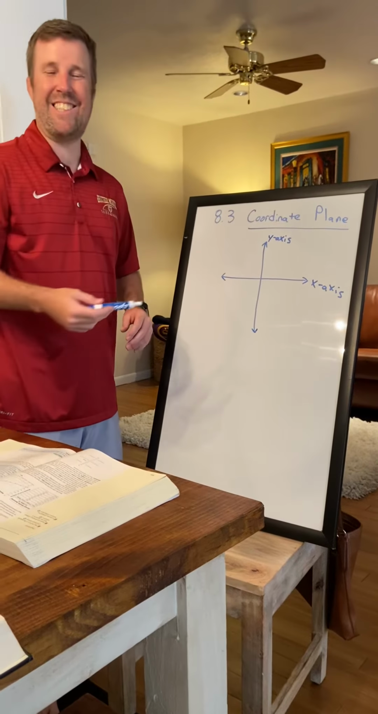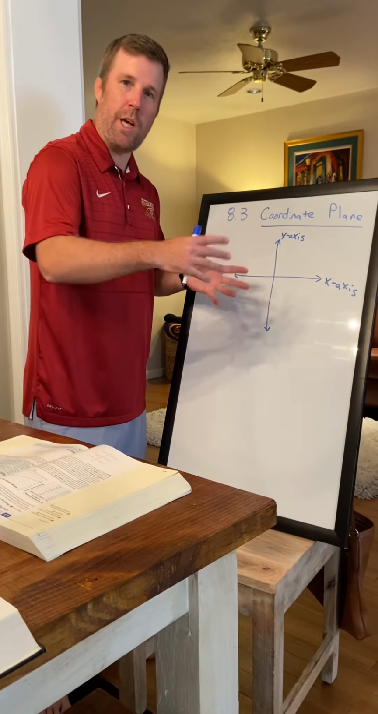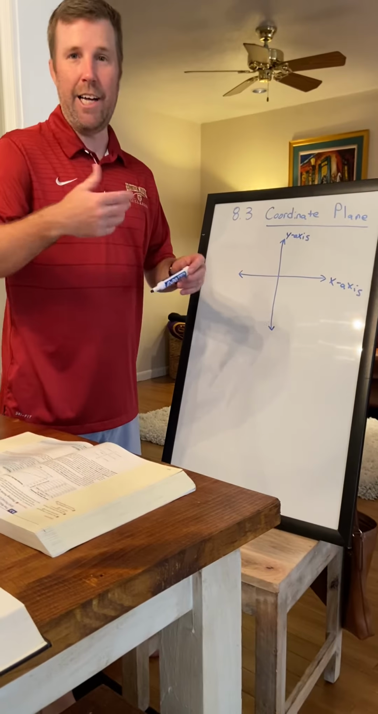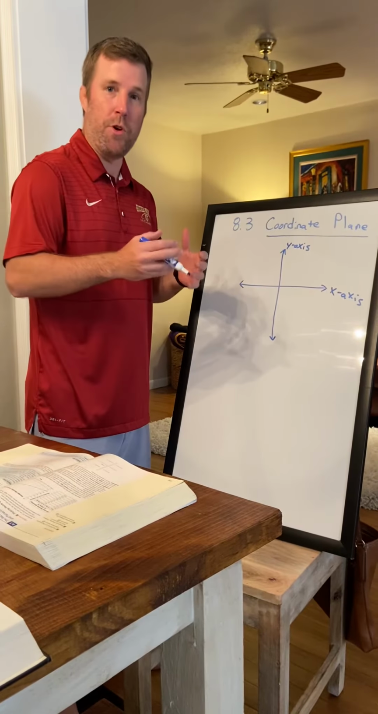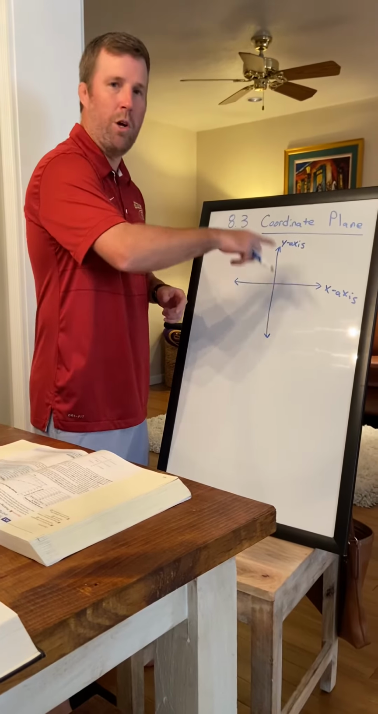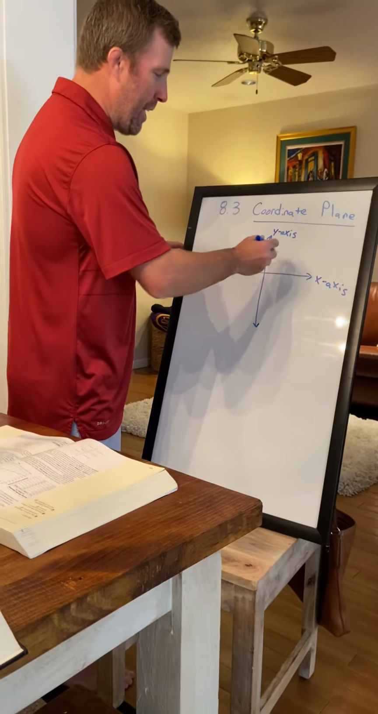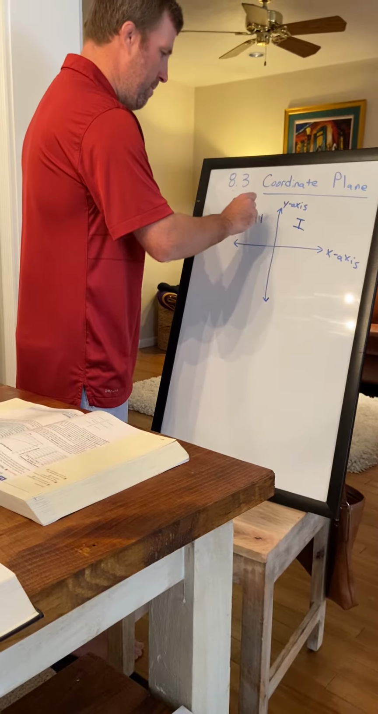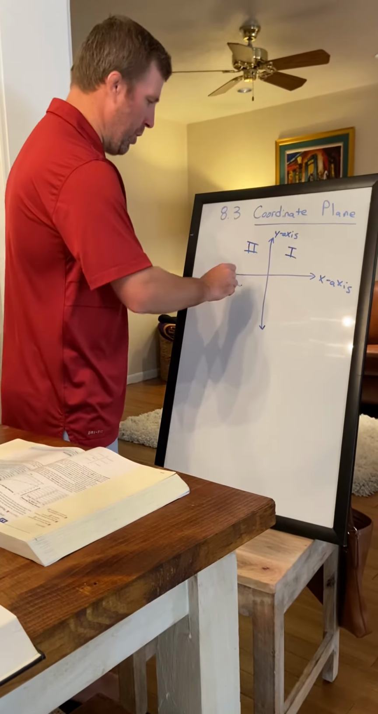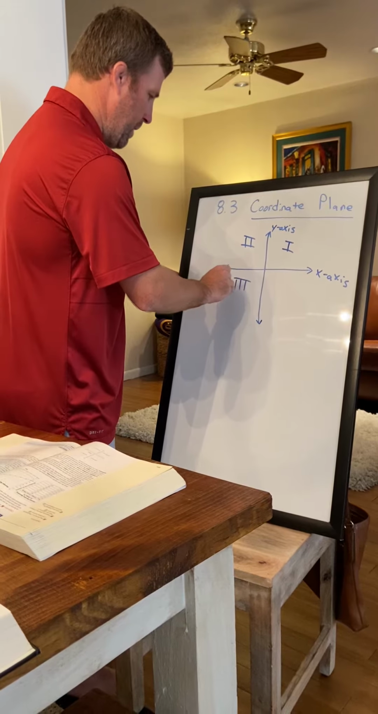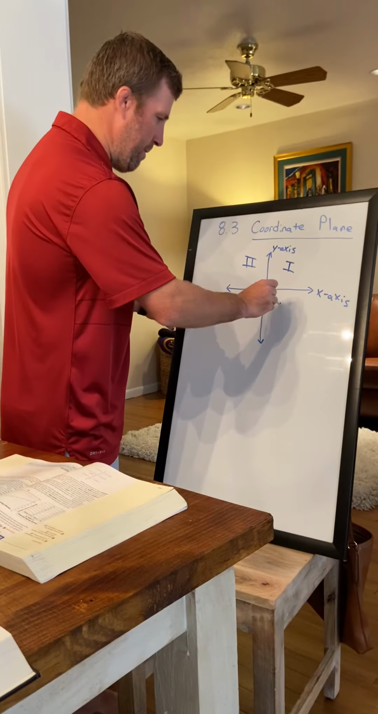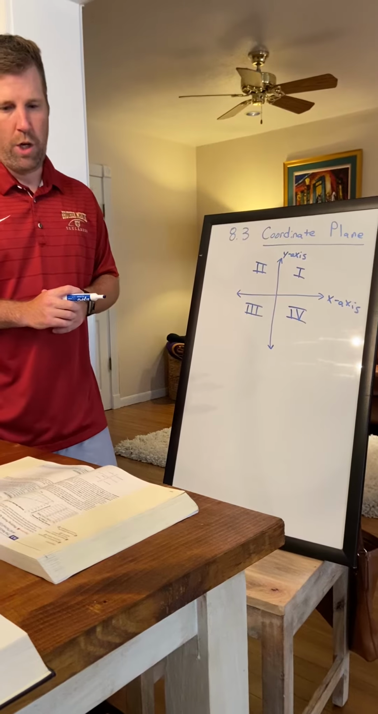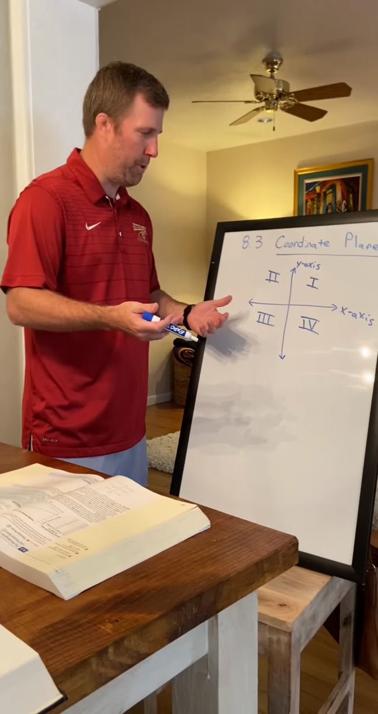This coordinate plane system is broken up into four separate quadrants: 1, 2, 3, and 4. And guys, those quadrants have a specific Roman numeral that represents them. The quadrants will not move. Notice this is counterclockwise. This will always be quadrant 1. This will always be quadrant 2. This will always be quadrant 3. And this will always be quadrant 4. So those Roman numerals will not change.